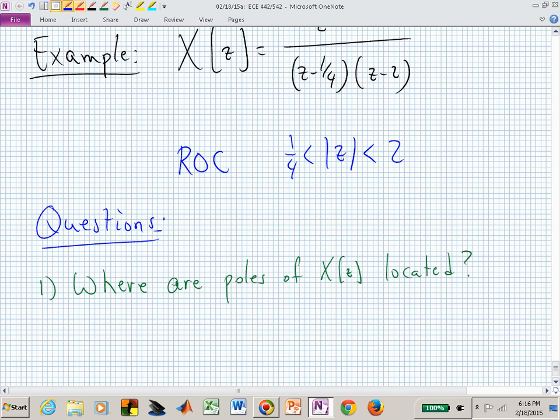We now know, based on all of your previous coursework, what poles are. Those are the values of Z that cause the denominator to vanish. And you know what those are by this factored form of the denominator. We have a pole at 1/4, and we have a pole at 2.